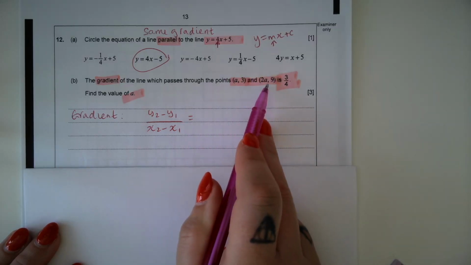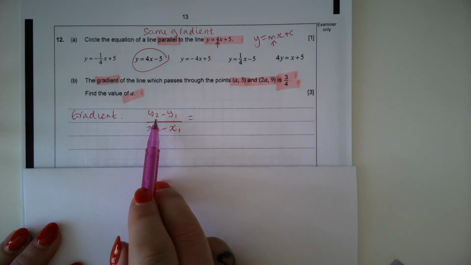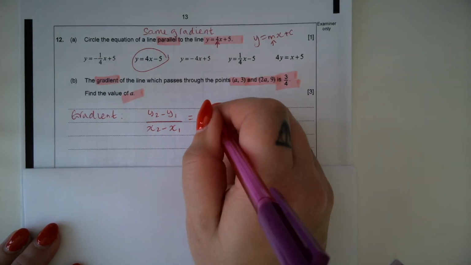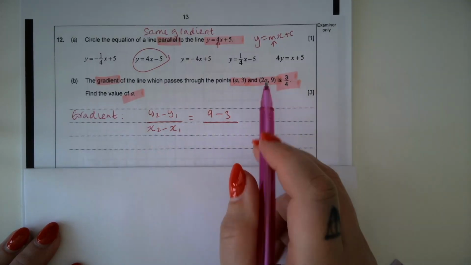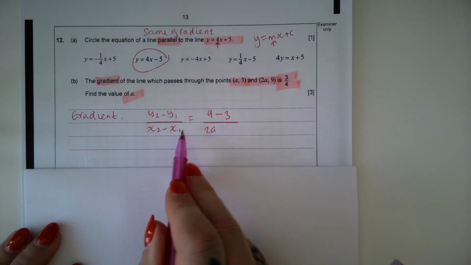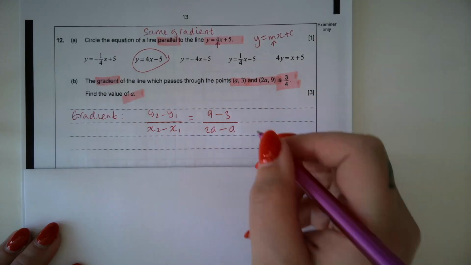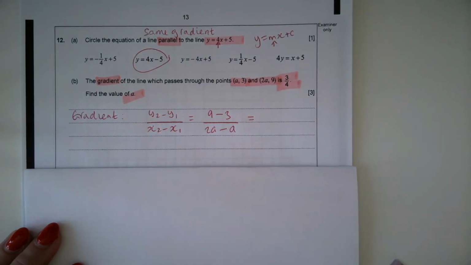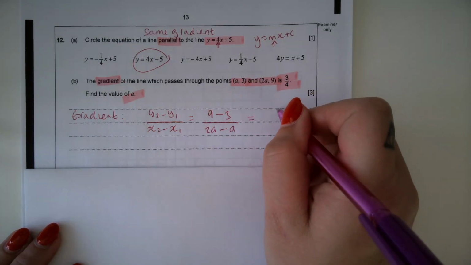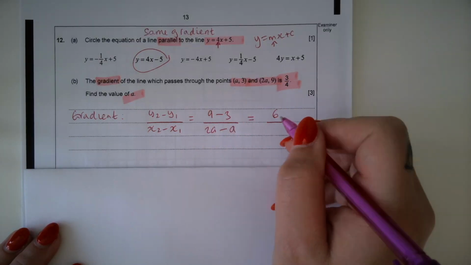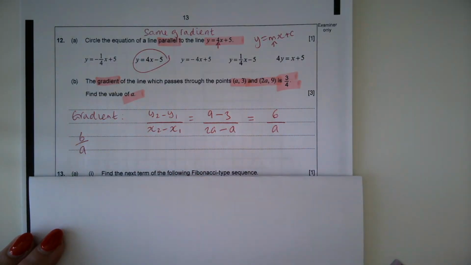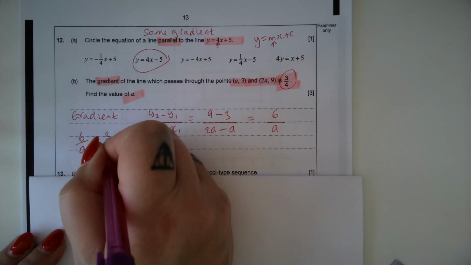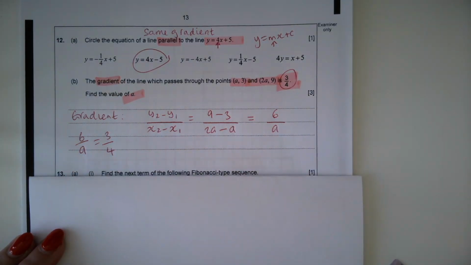3/4. So let's substitute in what we know for now. So y2 is 9, so that would be 9 subtract y1, which is 3. And then on the bottom, x2 is 2a, subtract x1, which is a. So 2a subtract a. Let's simplify this to get an expression for the gradient of this line. So 9 subtract 3 is 6, 2a subtract a is a. So 6 over a is the gradient, but they tell us that that should equal 3/4.